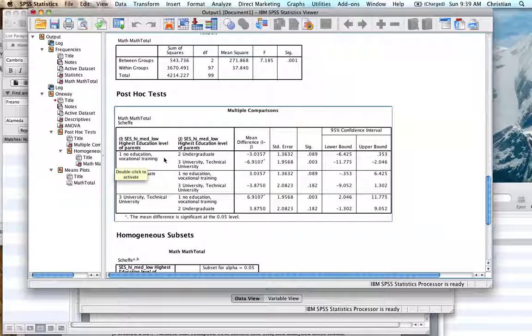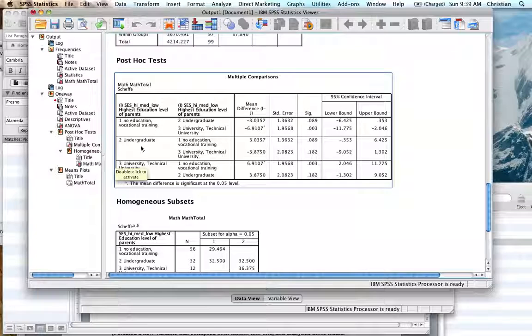The next line, we compare the low education group with the university group. There we see there's almost 7 points difference, 6.9. This difference is statistically significant. The significance level is below 0.05. So we can say that statistically we are pretty sure that there is a difference in the population between the children with parents with lower education and children with parents with a higher education degree.